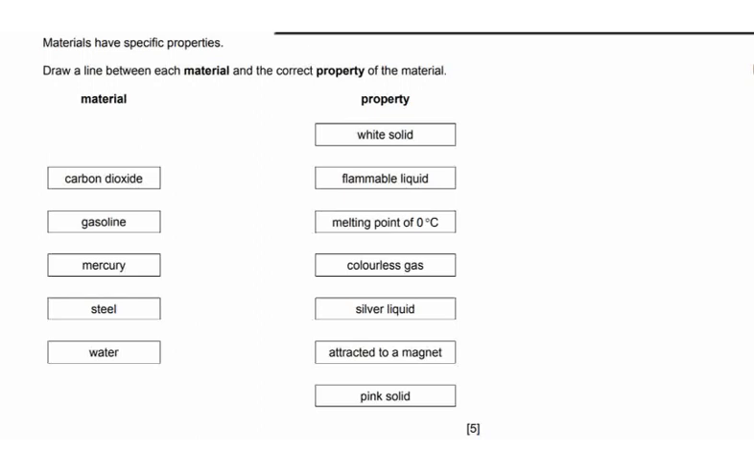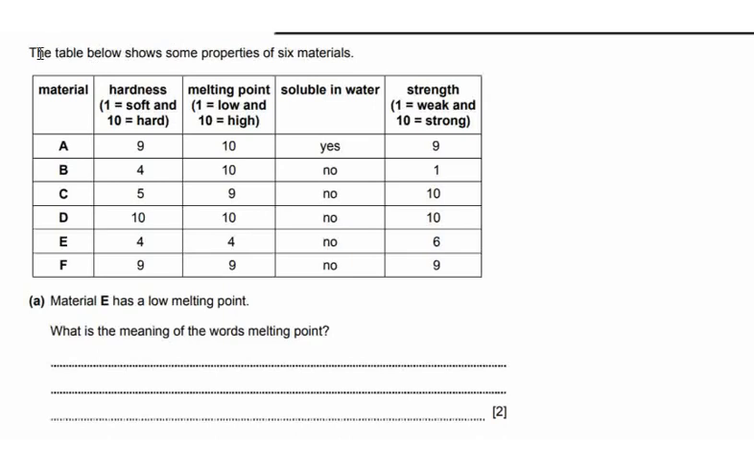The quiz. Question 1. The table below shows some properties of 6 materials. Materials A, B, C, D, E, F, with their hardness value, melting point, soluble in water, strength 1 to 10. A. Material E has a low melting point. What is the meaning of the words melting point? 2 marks and 10 seconds from now.